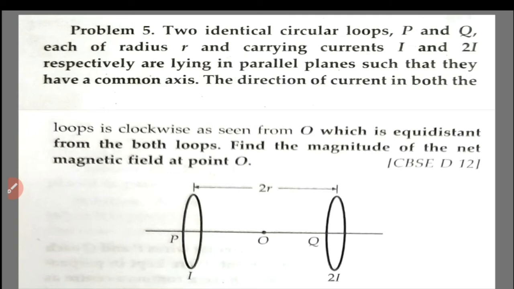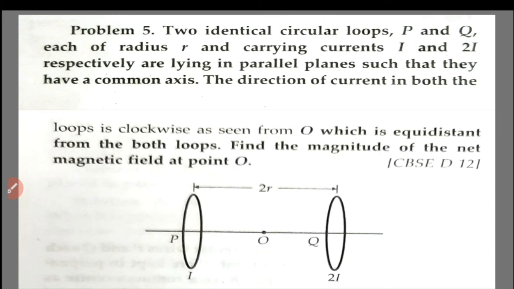Now, two identical circular loops P and Q, each of radius r and carrying currents I and 2I respectively, are lying in parallel planes such that they have a common axis. The direction of current in both the loops is clockwise as seen from O, which is equidistant from both loops. Find the magnitude of the net magnetic field at point O.